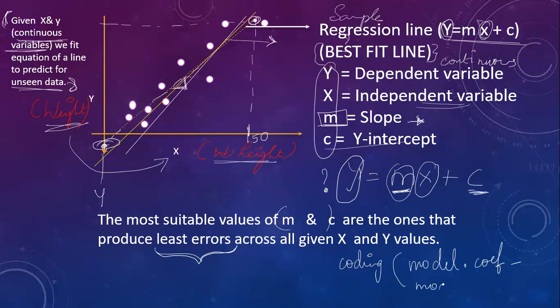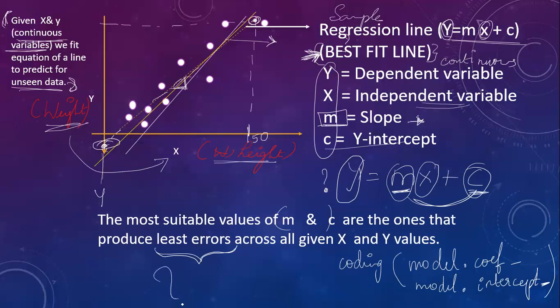In the same way, model dot intercept underscore, if you write that, you will get the value of the intercept. So this is not a big deal. But the big deal is that we have to find a best fit line. So, based on what is it found? Based on errors.